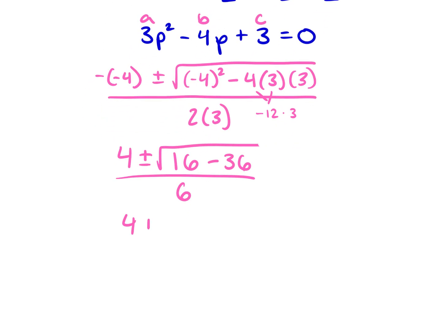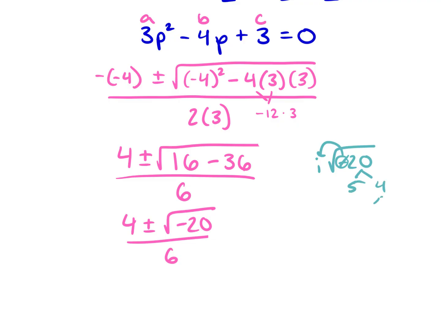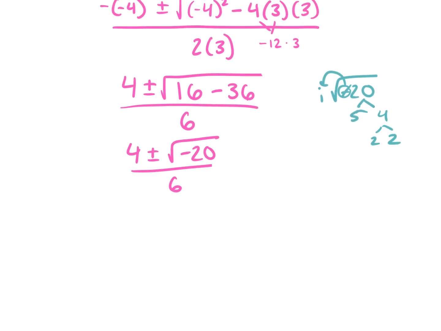So we have 4 plus or minus, what's 16 minus 36? -20 over 6. Could I divide all my numbers here? We've got to take out the i, but we can't divide into the square root. So we've got to simplify the square root first. So the square root of -20, we can take the negative out, turn it into an i. And then what are 2 factors of 20? 5 and 4. And 2 factors of 4 would be 2 and 2. Perfect. So we got 2. Awesome. So this would be 4 plus or minus 2. What else comes to the outside? 2i square root 5 over 6.